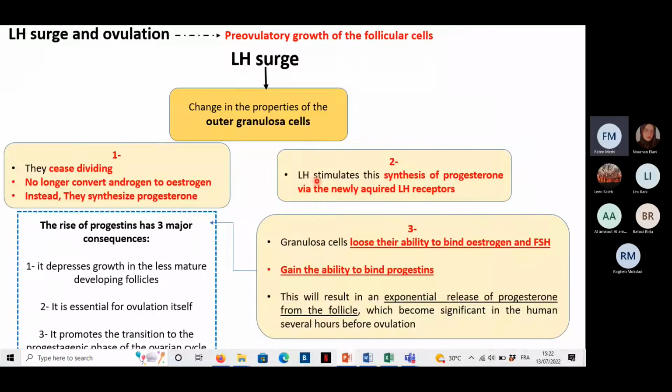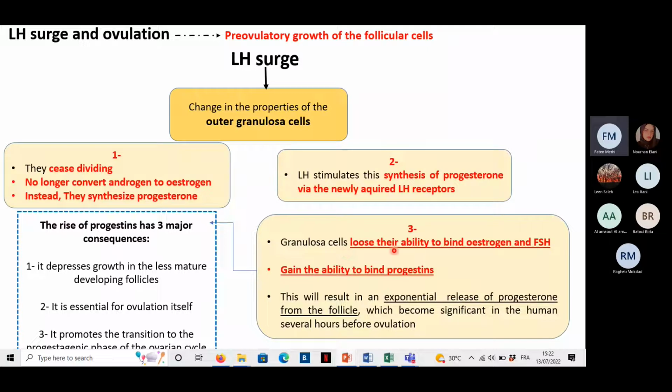And so this LH stimulates the synthesis of progesterone via the newly acquired LH receptors. So this interaction between the LH and its receptors will lead to the activation of the progesterone synthesis. And we will have inhibition of the aromatases, the enzymes that convert the testosterone into estrogens. That's why we no longer have production of estrogens by the granulosa cells.